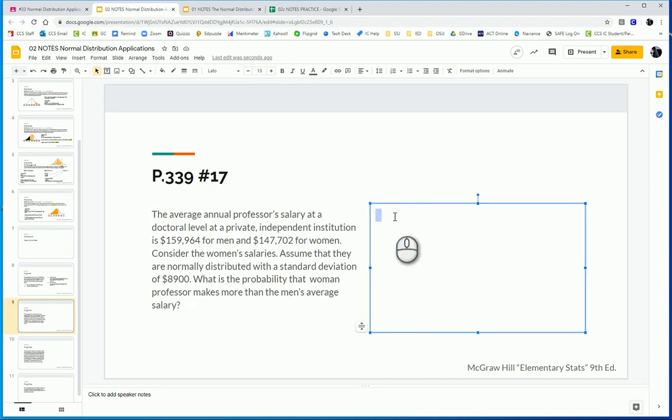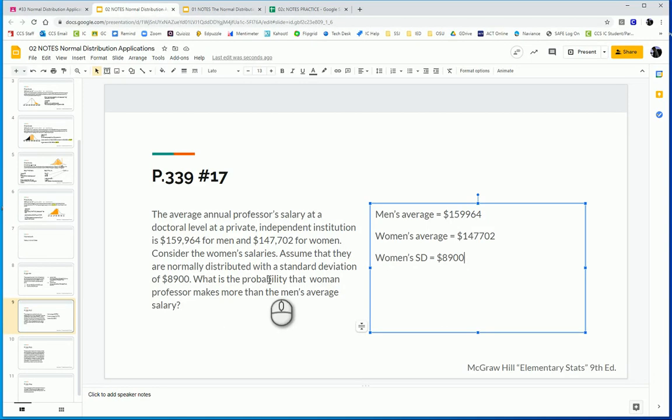So let's look at this. Men's average equals 159,964. And women's average equals 147,702. Okay. And then they give you the standard deviation, and that's for the women. So women's SD equals 8,900. Okay. So they're asking, what is the probability?